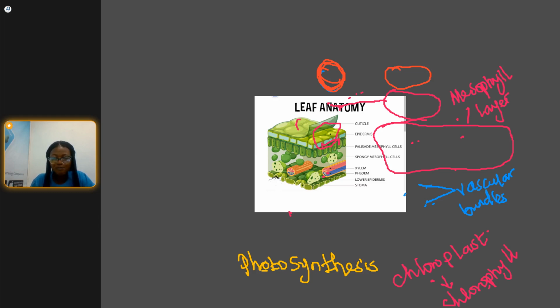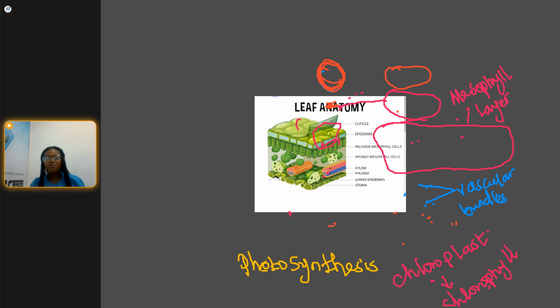Then we have the lower epidermis. The lower epidermis also functions as the real epidermis, just that the first one is at the upper part, while the second one is at the lower part. Hence, we use the word lower epidermis. It functions in the same way. And the stomata also function in gas exchange. So these are the major parts of the internal structure of the leaf, as you can see on the board.